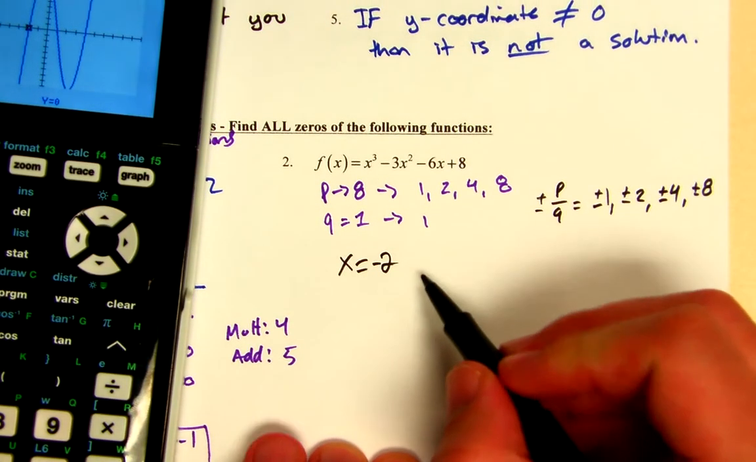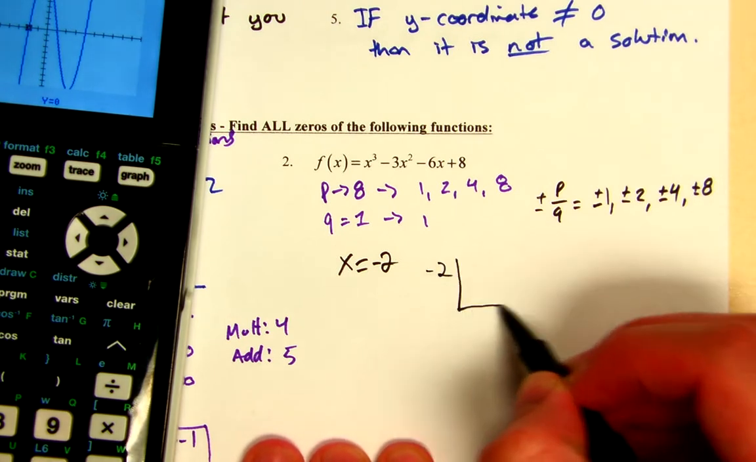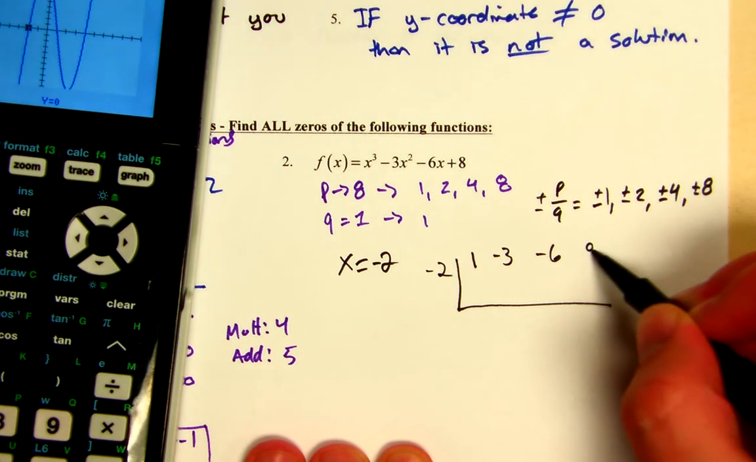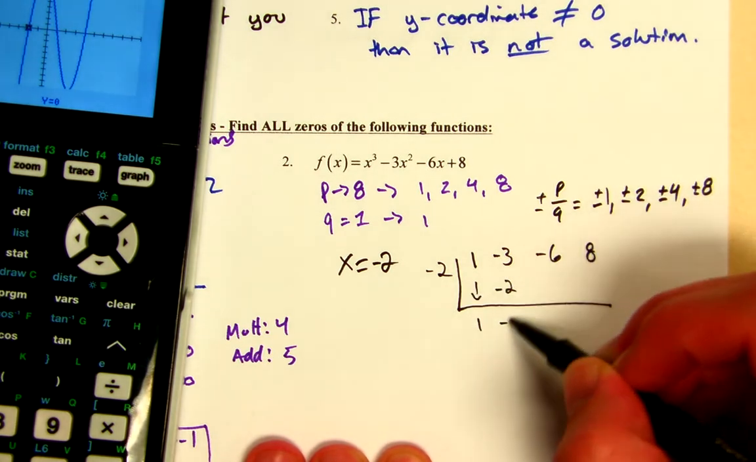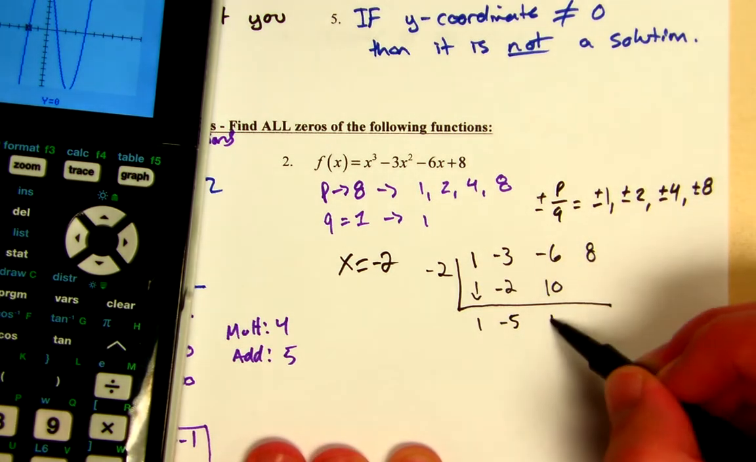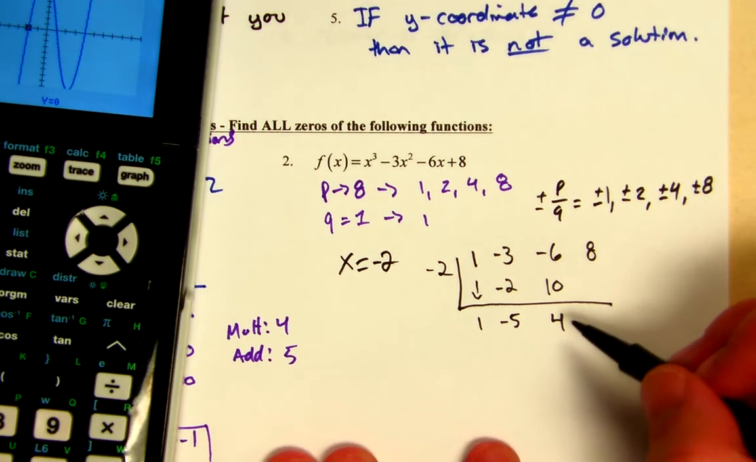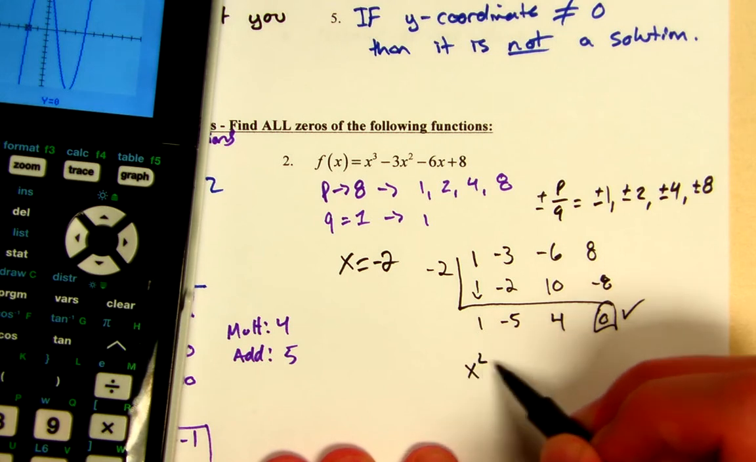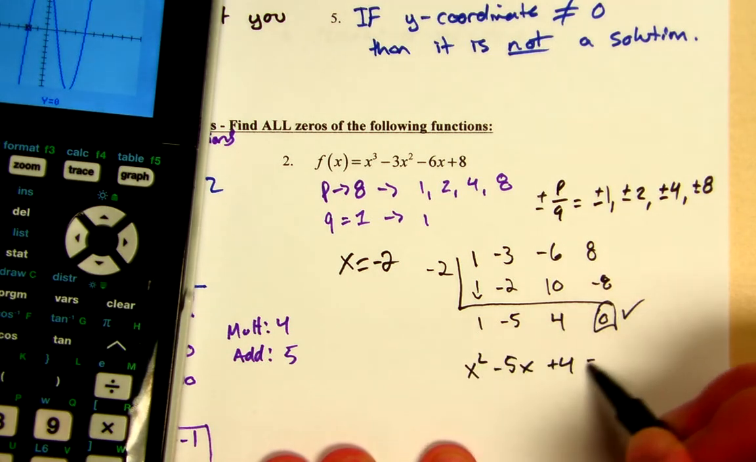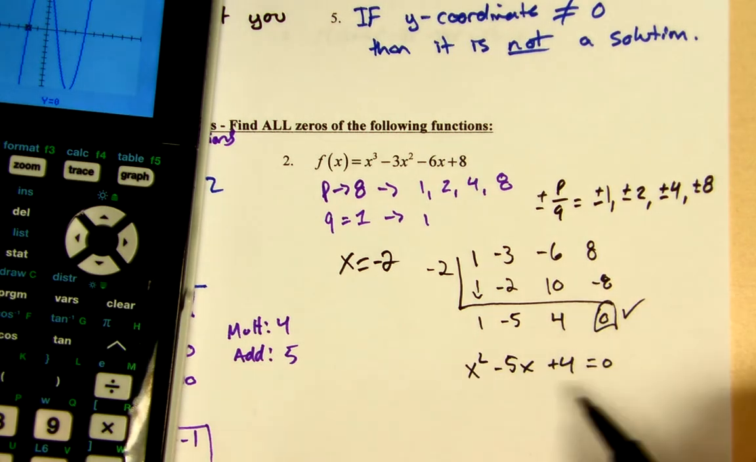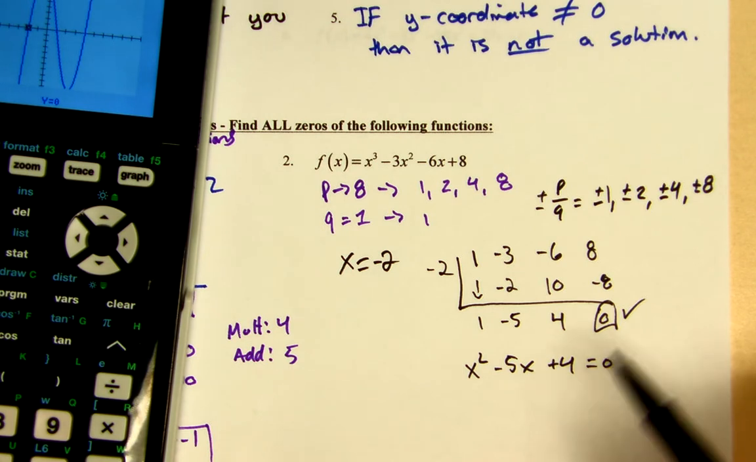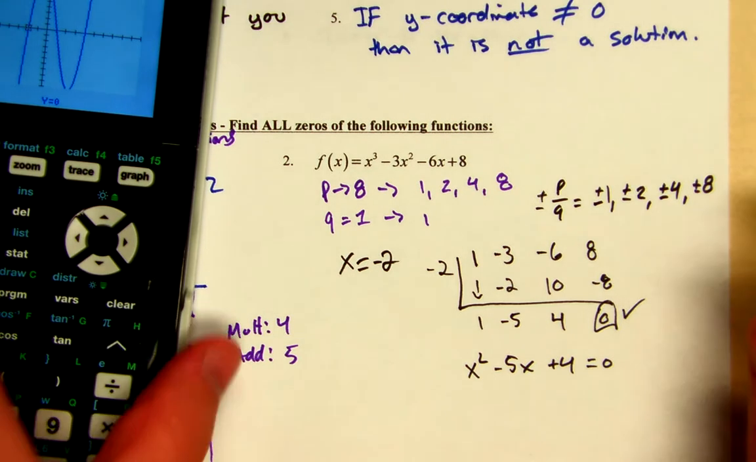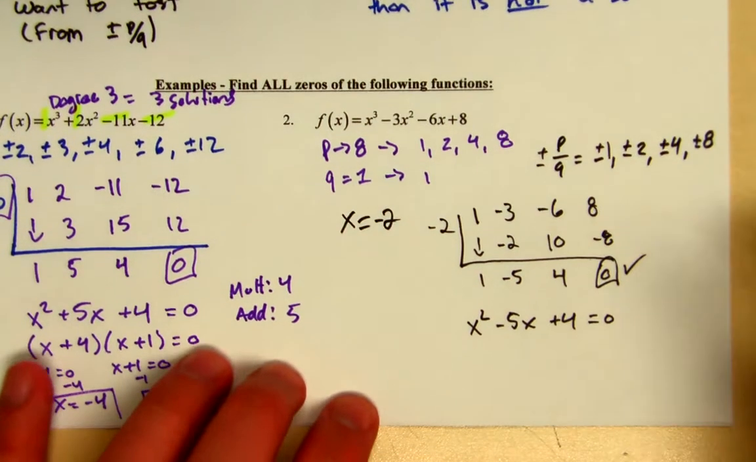So now let's go ahead and see if it is a solution. -2, bring down, we got 1, -3, -6, and 8. -2, -5, 10. By now we should pretty much be pros at synthetic division. -8 and 0. Good. X squared minus 5x plus 4 equals 0. Now I want to point out there are multiple ways to do these problems. If you picked a different 0 to start with, you wouldn't end up with the same equation as me in the end, but you're going to end up with the same answers.